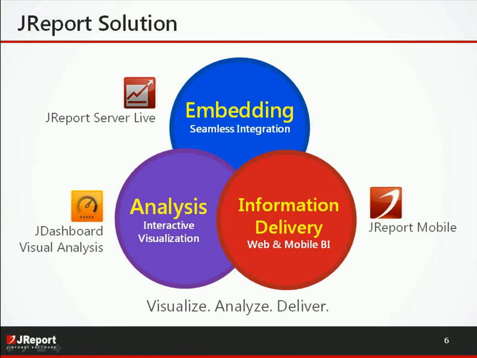Now, once you've embedded Server Live, you want to be able to analyze your data through interactive visualization. And once you have the ability to analyze your data through products that give you enhanced visualization capabilities, like JReport and visual analysis, you want to be able to deliver that information to your end users through the web or through mobile BI. Through the web, you can do that through the browser, like I mentioned earlier, or through JReport Mobile, our native mobile app available in the App Store. It essentially comes down to letting you visualize, analyze, and deliver your information.